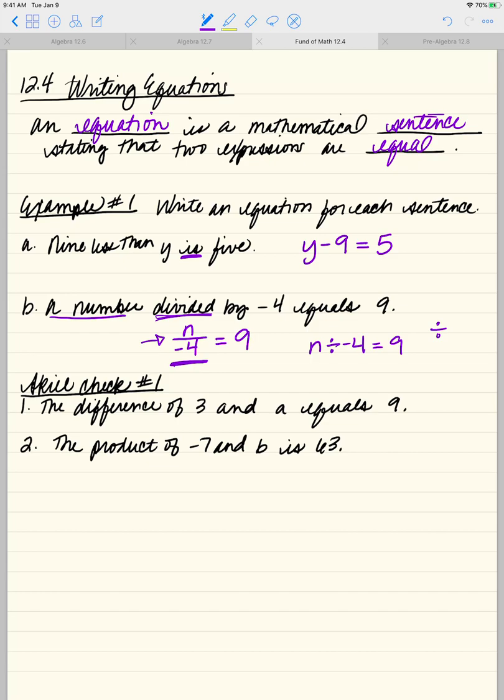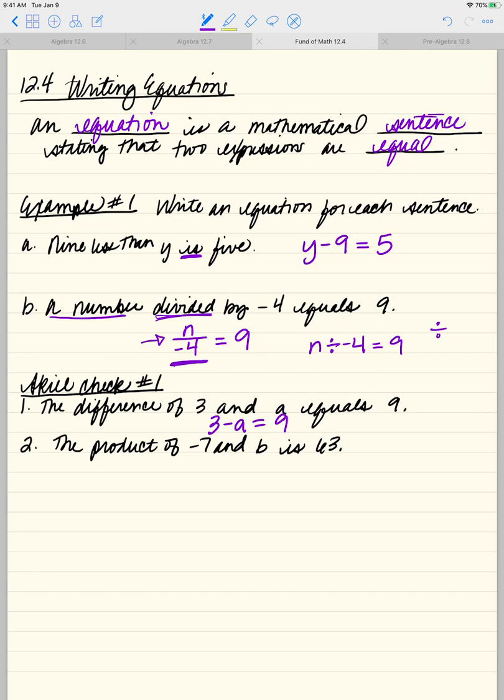Skill check number 1 says, let me look. Write an equation for each sentence. So the difference of 3 and a equals 9. Order matters in subtraction. The difference of 3 and a means 3 minus a. So 3 minus a equals 9. Why does everything equal 9 so far?